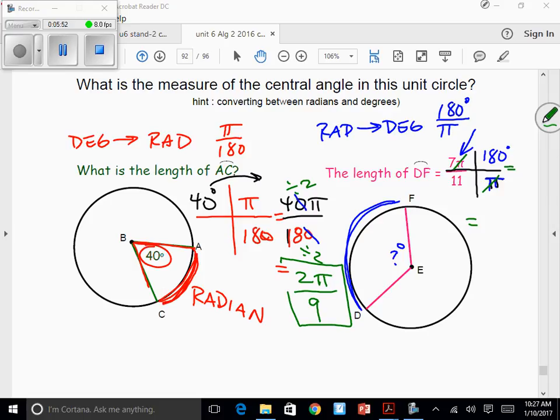Somebody do 7 times that 180, please. 1260. I appreciate that. Over that 11 that's on the bottom. It's possible one day you'd have to do this by hand, but generally any class that has you doing this, you do it with a calculator. How much is it? 114.